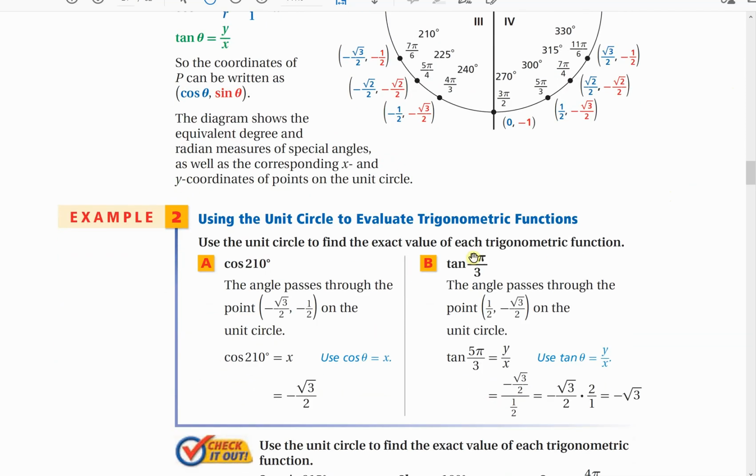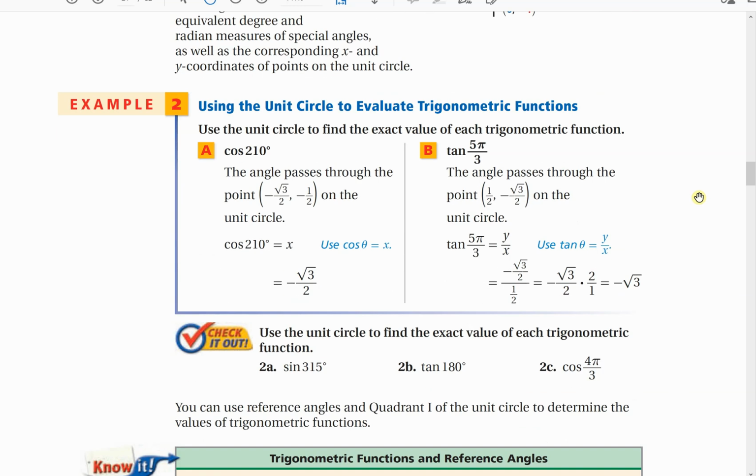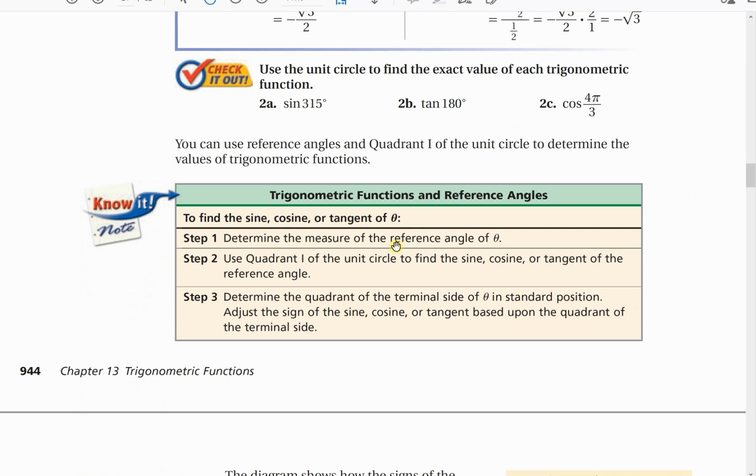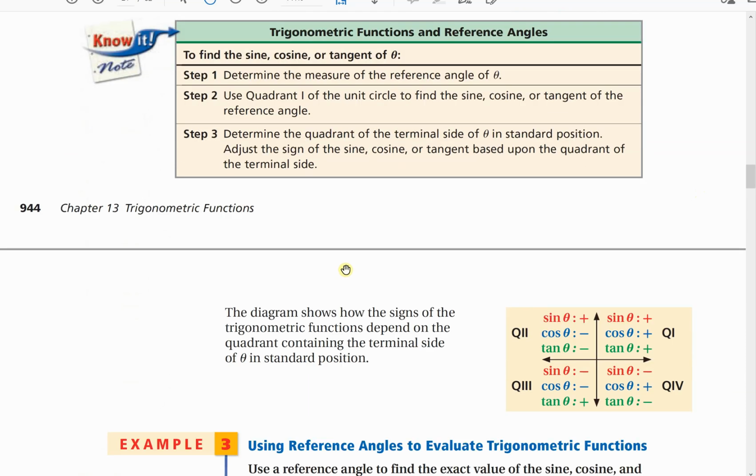So if I want to find the tangent of 5 pi over 3, well, 5 pi over 3 is 300 degrees. So tangent is going to be y over x. So that would be negative square root of 3 over 2 over 1/2. Work it out, that's negative square root of 3. And that's it. So to find it, you find the reference angle. As I said, you use quadrant 1 to find sine, cosine, and tangent, and then just adjust.